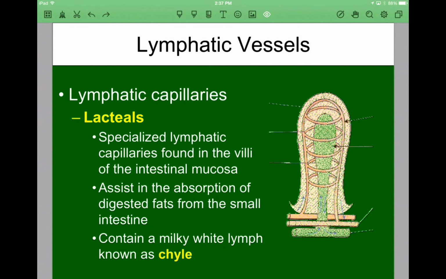Now, specifically, we'll come back to this. There we go. This is found in your small intestine, in the mucus layer. They're known as villi. But we'll just plant the seed for now and we'll come back to it.